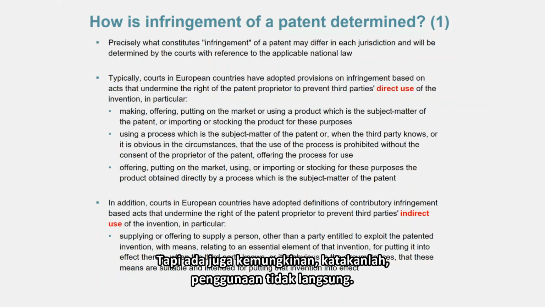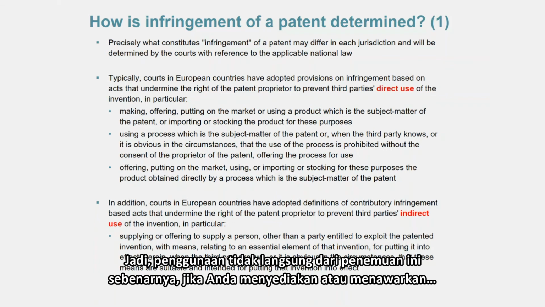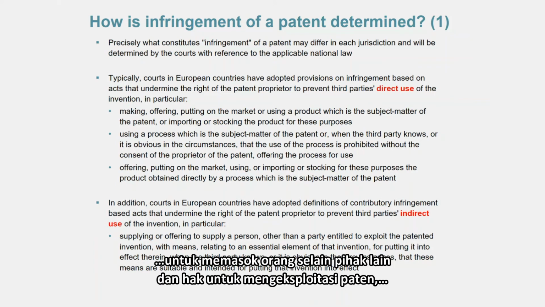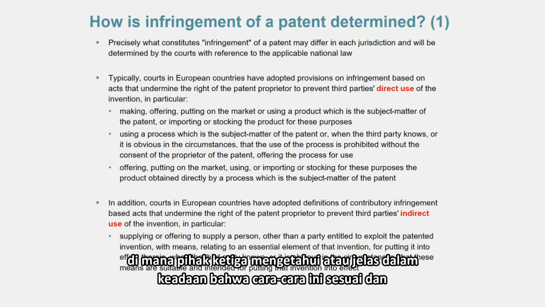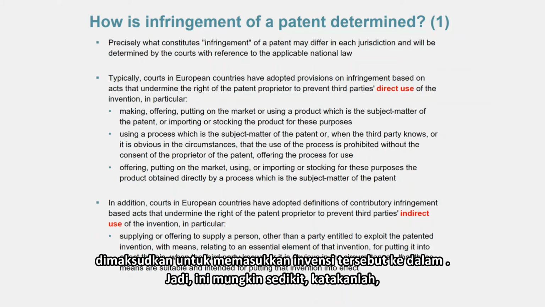But there is also the possibility of an indirect use. So what is an indirect use of the invention? It is in fact if you supply or offer to supply a person other than the party entitled to exploit the patent and invention with means relating to an essential element of that invention for putting it into effect therein, when a third party knows or it is obvious in the circumstances that these means are suitable and intended for putting that invention into effect.